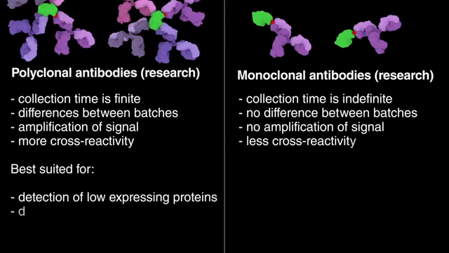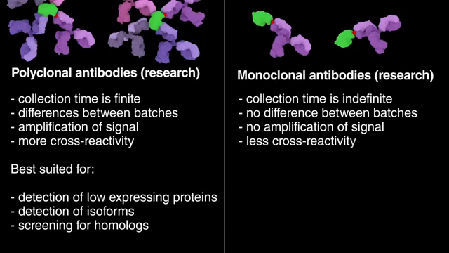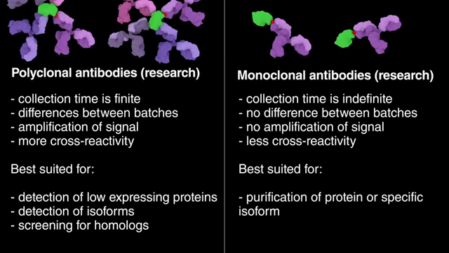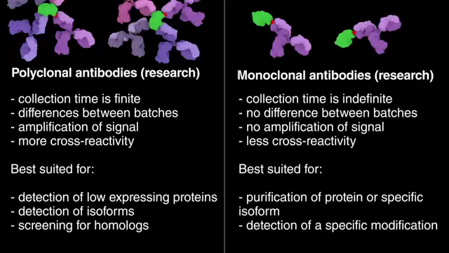They are also used to effectively detect different isoforms or versions of a protein or to screen for the presence of the protein of interest in other species. Monoclonals are more commonly used when purifying a protein from a mixture where specificity is important or when detection of a very specific portion of a protein or modification is desired.